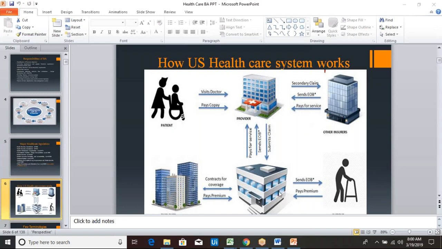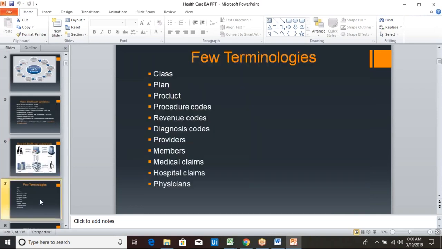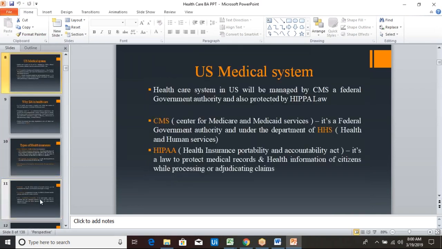Okay. So now we were talking about the kinds of health insurance plans we have, the different health insurance plans and all that. Before we talk about the health insurance plans, let us understand how the US medical system works. Generally, this is totally managed by CMS. This is what we call it. Just now I have mentioned this CMS to you.